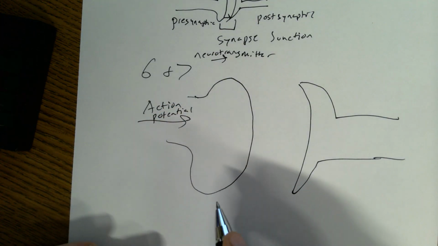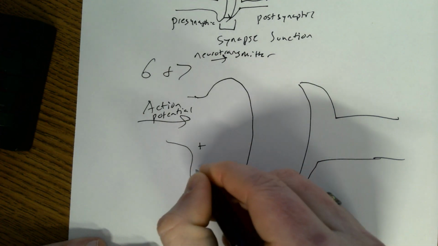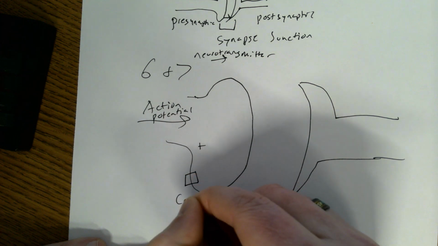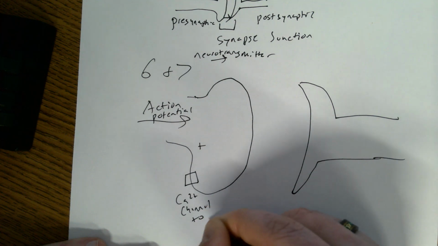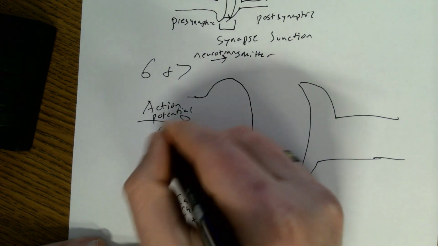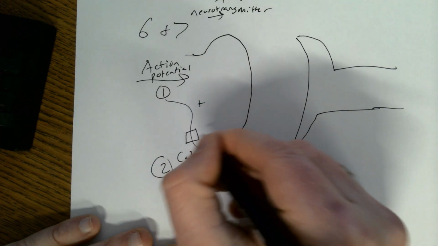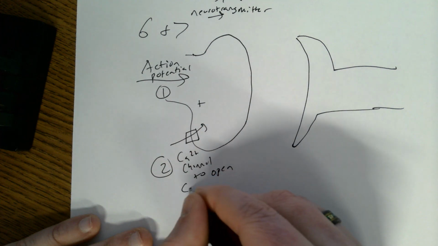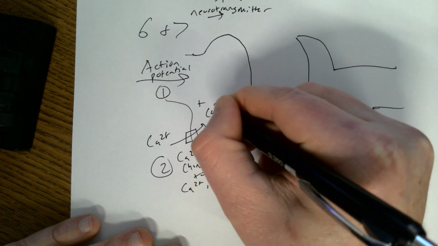When the action potential reaches the end, it causes a positive charge on the inside of the membrane. That positive charge causes a calcium channel to open. So the action potential reaches the end, that's step 1. Then a calcium channel will open, that's step 2, and calcium will go in. So you can have calcium come into the cell here.